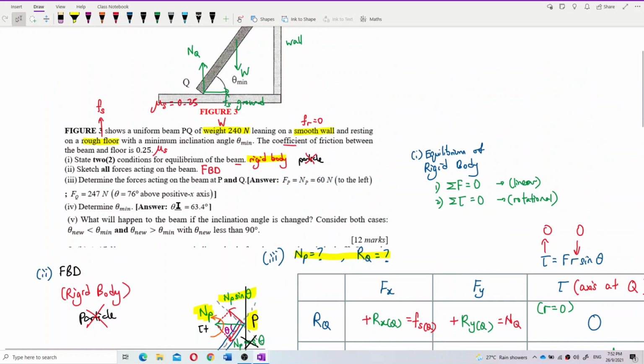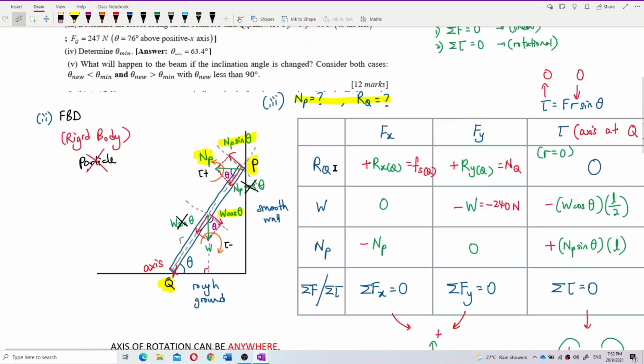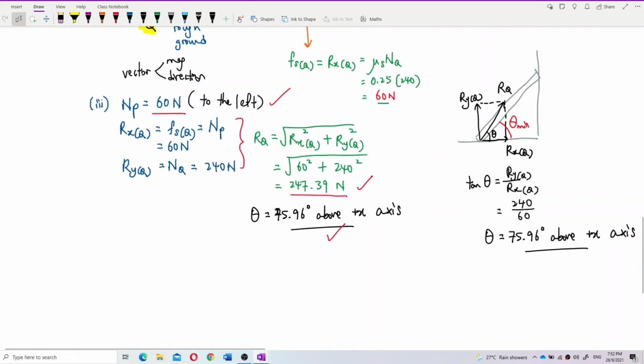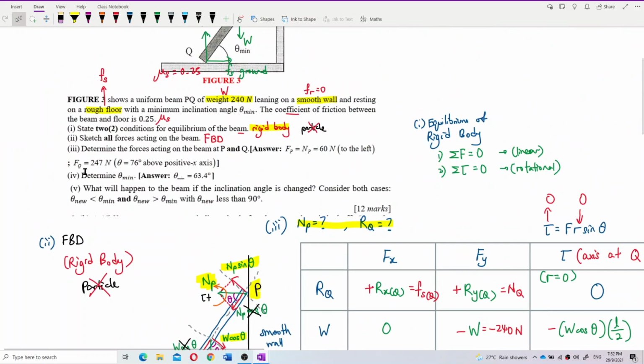Next, look to determine the theta minimum. So how to find the theta minimum? Theta minimum is for the beam. This theta minimum is not the theta for the reaction force. Theta for the reaction force is different from theta minimum. So what I need to find here is theta minimum for the beam, for the following questions.